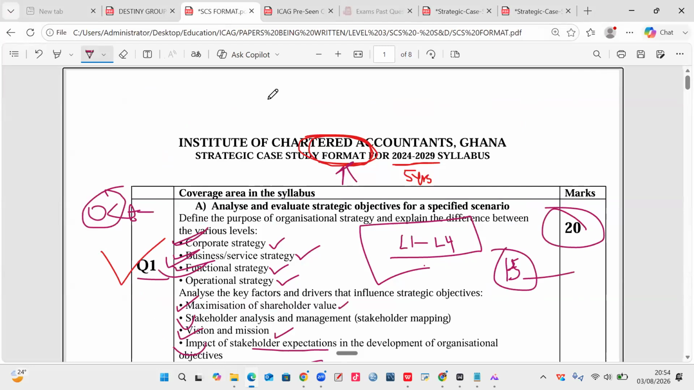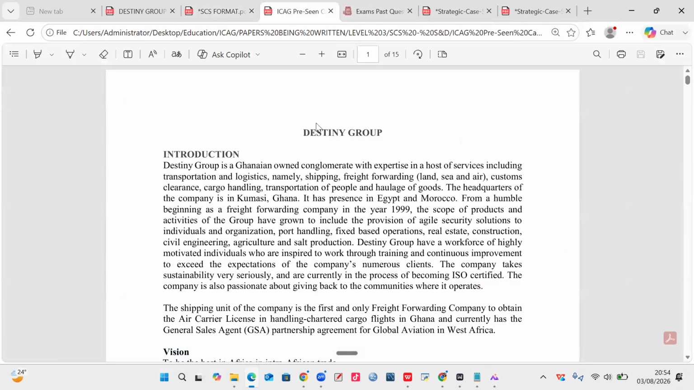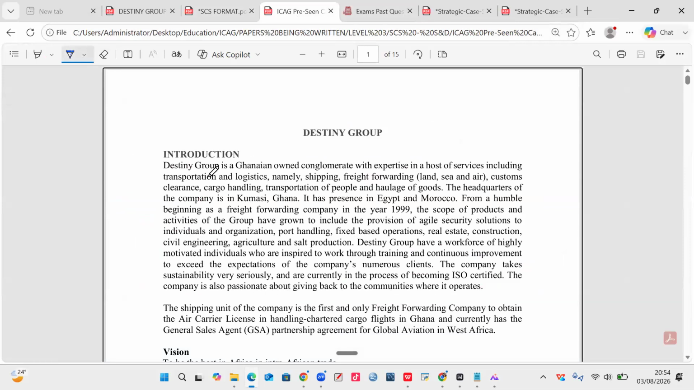So I was using the SES format and I was using the Destiny group, right? And I was trying to understand the concept so well. With the Destiny group, if the preceding is given, you have to start reading it immediately. First, you have to know that the industry is operating, is conglomerate. One of the things which was helping me was that I was writing keynotes on it. This one is a conglomerate, meaning it is performing in different industries. That's the first thing.